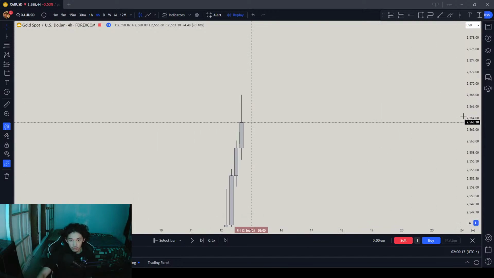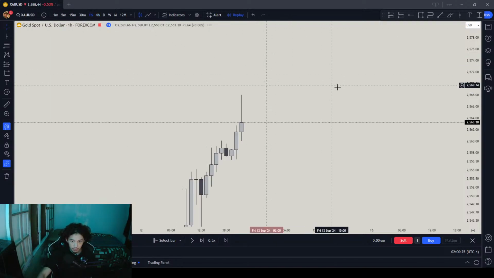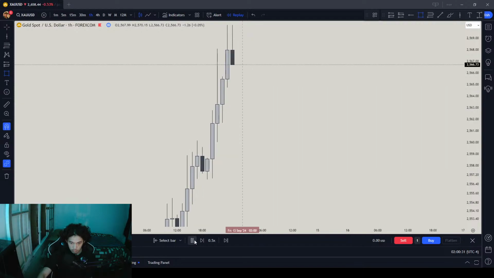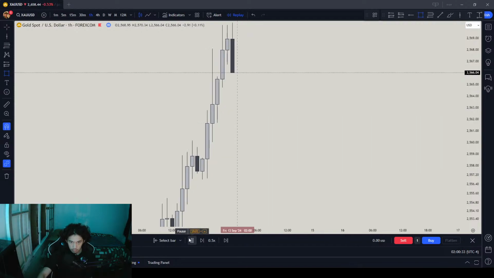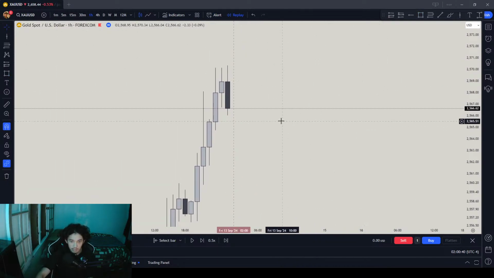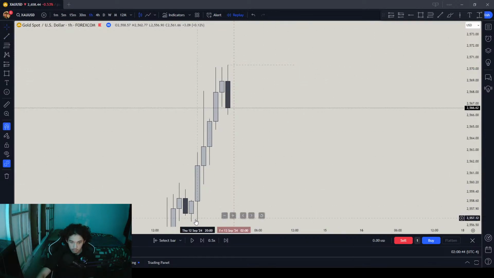We're looking to long, since we're still in an external on the daily and the 4-hour. So I'm looking for any hourly fair value gap to go for longs, because the market just touched this, now it's external. Okay, so I'm looking to long from here to the upside.